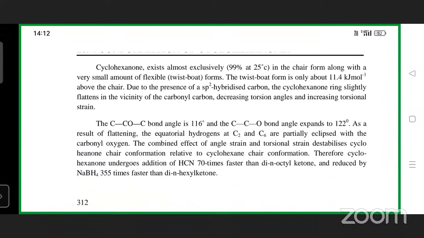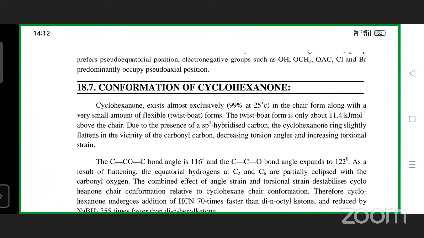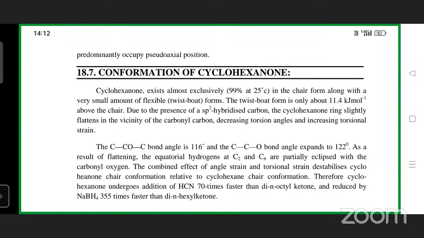So generally, the ketone, cyclohexanone, you can also study the conformation of cyclohexanone. By doing that, some conformation changes occur, because of the presence of the carbonyl group. It will have an effect on the reactivity, actually. Generally, the carbonyl compounds undergo addition reactions.